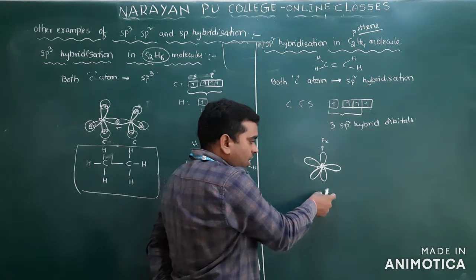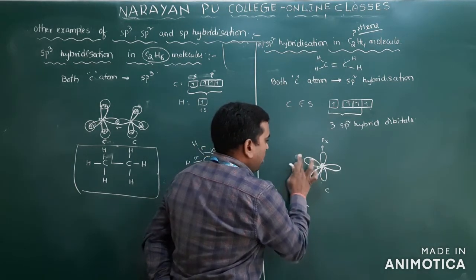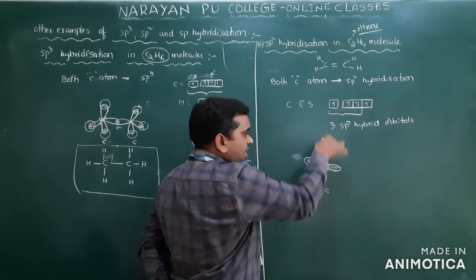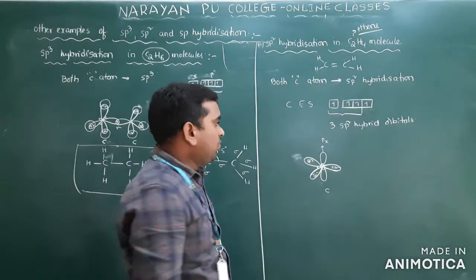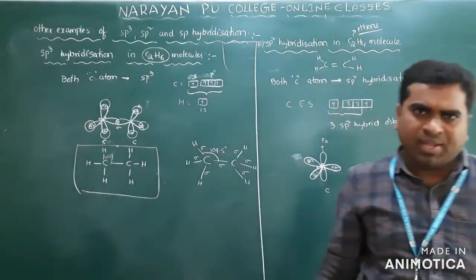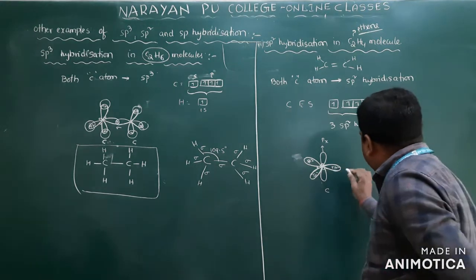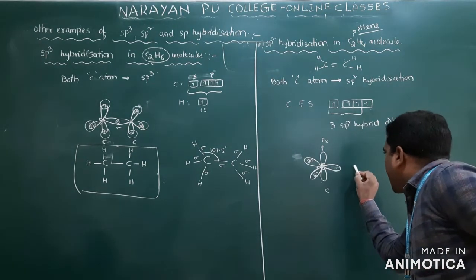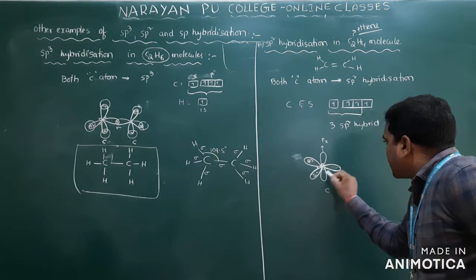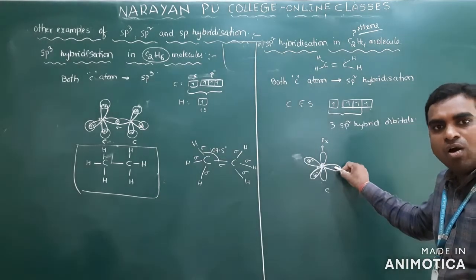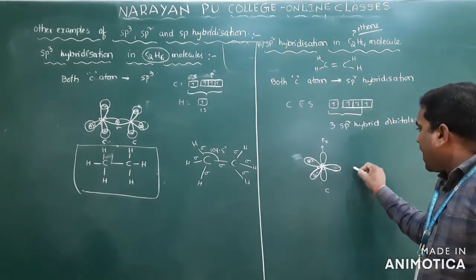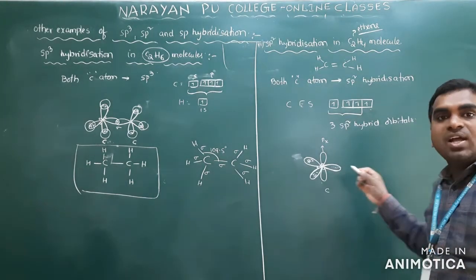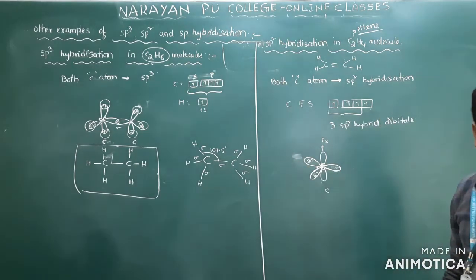All these are sp2, but this is the unhybridized orbital. That orbital we will call a px orbital, or it can be a py orbital. Clear? Now another carbon I will write here. One hybrid orbital of one carbon overlaps with one hybrid orbital of the other carbon along the internuclear axis and forms one sigma bond. Clear with this?